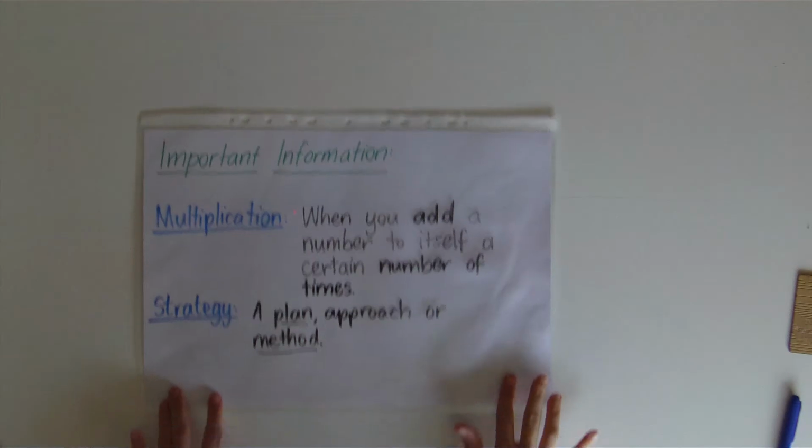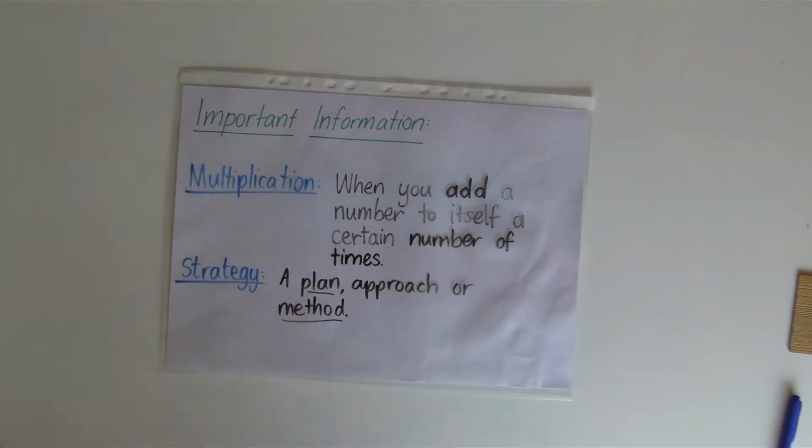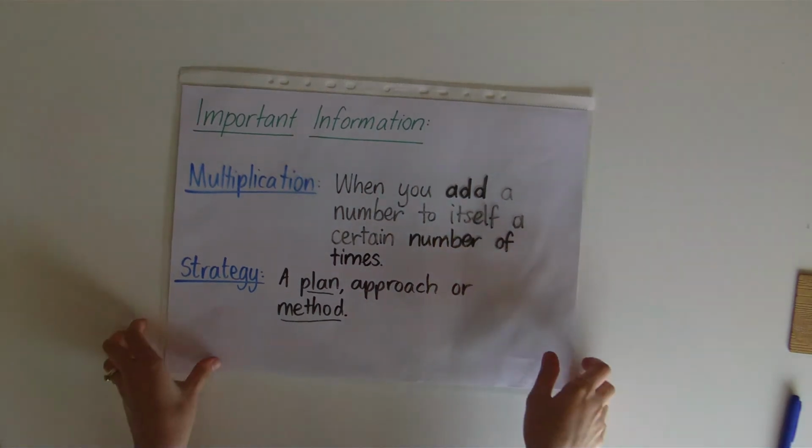Just some important information before we get started with some examples. Multiplication is when you add a number to itself a certain number of times. And remember that a strategy is just one plan, approach or method, one way of figuring out something. So in this case, the cluster multiplication strategy is just one way of working out multiplication problems. There are lots.